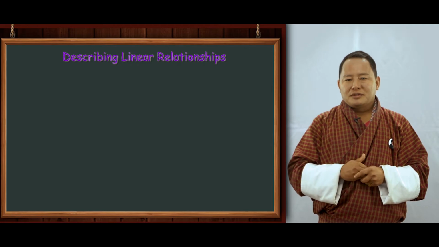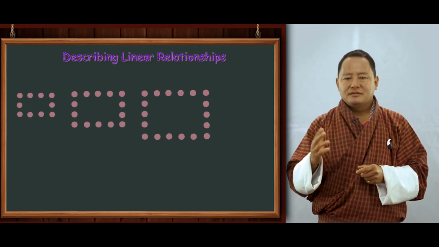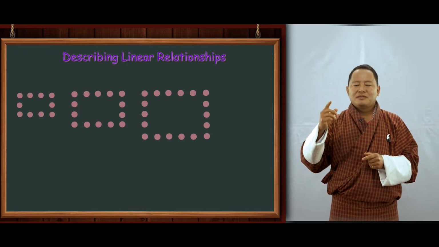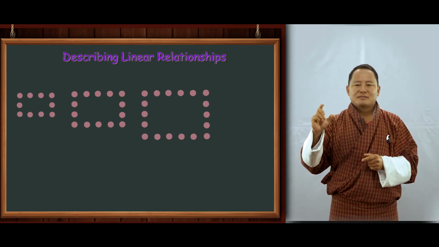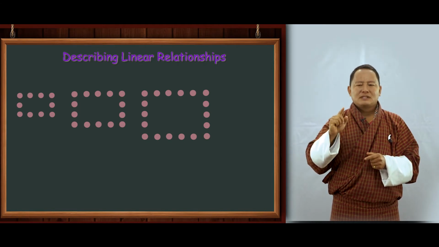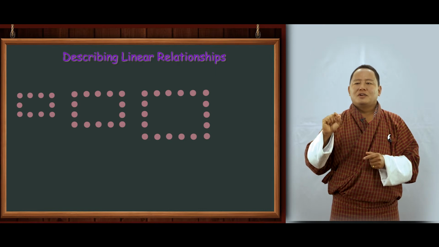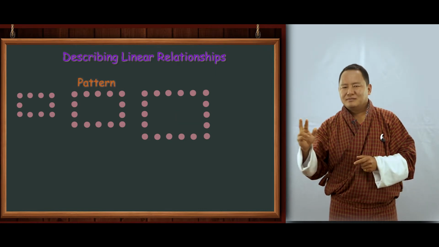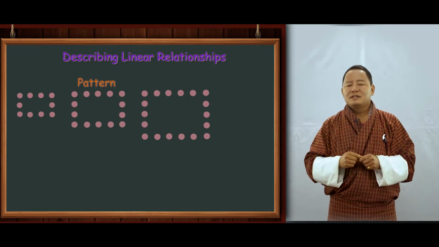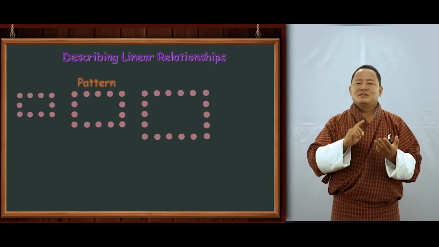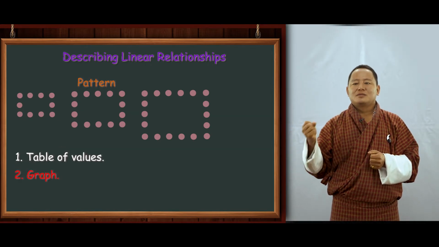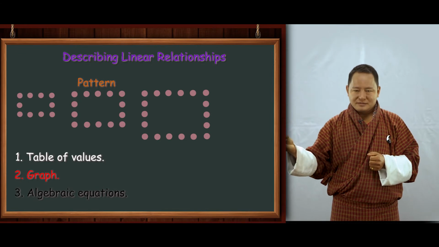As you can see on the board, there are three figures given. If you look very carefully, the three figures are all boxes made up of several dots. And these dots are actually forming a pattern. So this pattern can be a kind of relation, and this relation can be described using three different methods. One is table of values, another one is graphing, and the third one is algebraic equations.